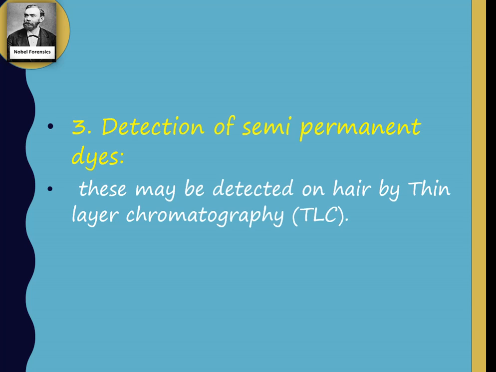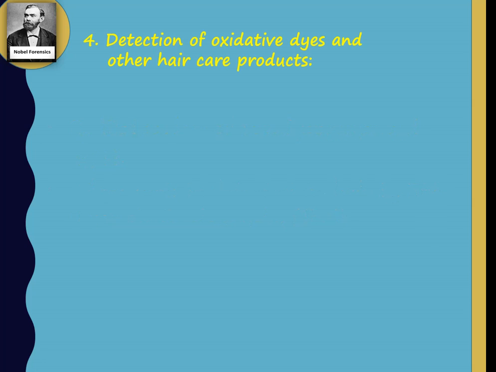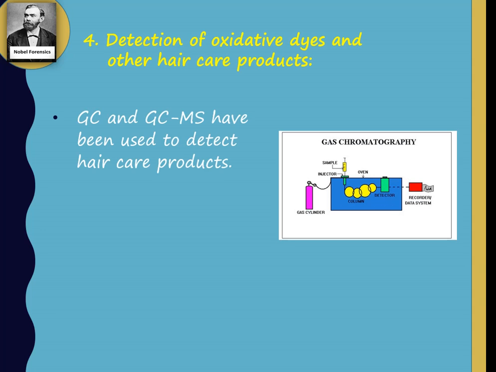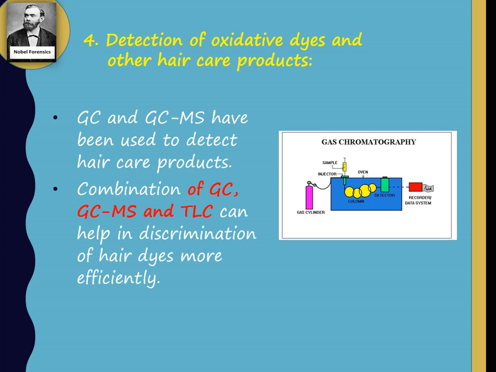Then detection of semi-permanent dyes. These may be detected on hair by TLC, thin layer chromatography. Then detection of oxidative dyes and other hair care products. Usually GC, gas chromatography, and GCMS, gas chromatography mass spectrometry, have been used to detect hair care products. And the combination of GC, GCMS and TLC can help in discrimination of hair dyes more efficiently.